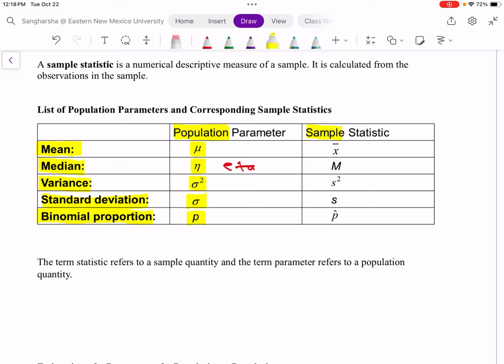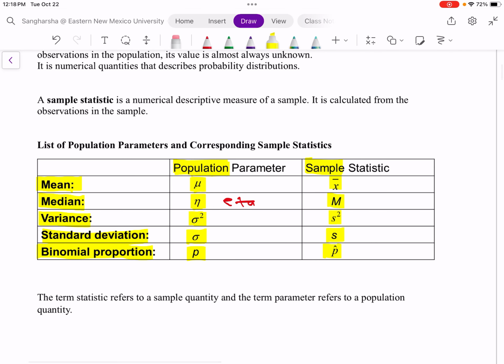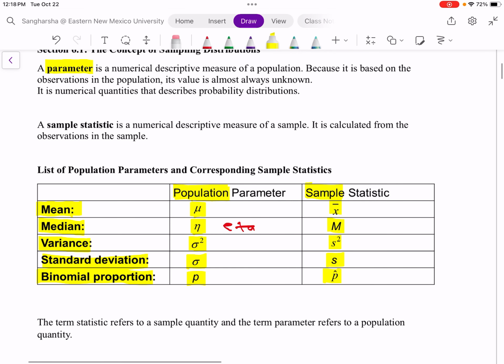And if we are talking about the sample, x bar is a mean, but it's the mean of a sample. We have m for the median of a sample, s square for the variance of a sample, s for the standard deviation of a sample, and p hat for the binomial proportion for a sample. This x bar, m, s square, s, p hat, we call statistics. So a statistic is a numerical descriptive measure of a sample, but a parameter is a numerical descriptive measure of a population.